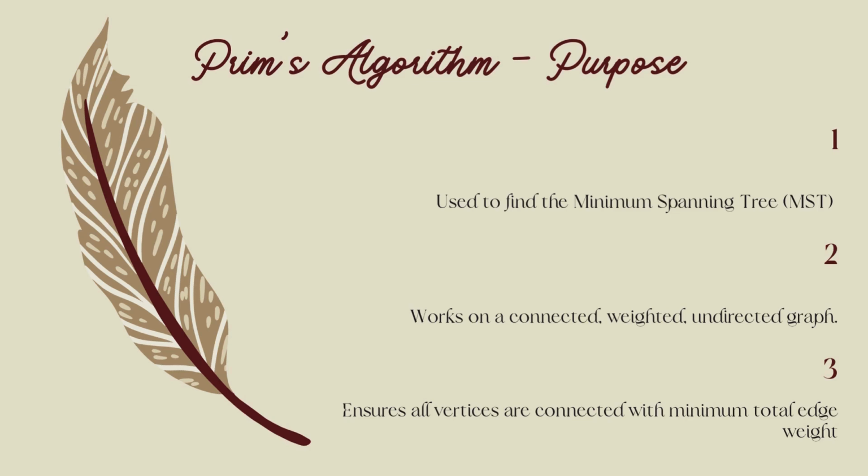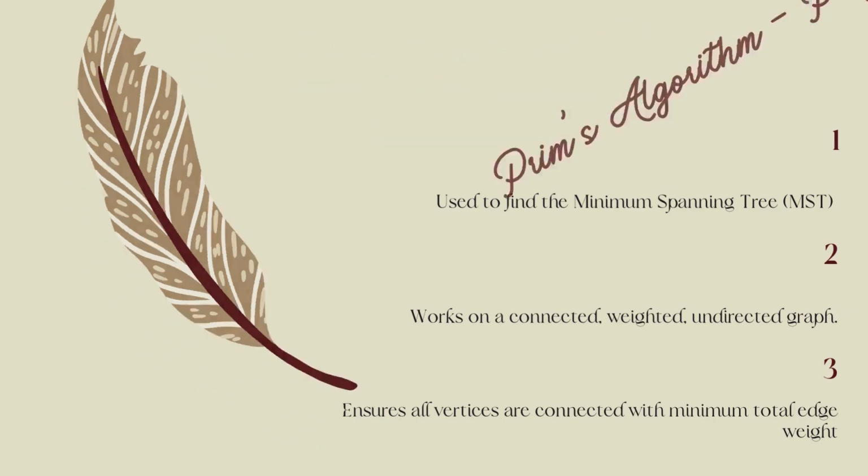Connected means every vertex can be reached. Weighted means each edge has a cost or value. And undirected means the edges have no direction. Finally, Prim's algorithm ensures that all vertices are connected with the minimum total edge weight. It does this by selecting the lowest cost edge at each step and avoiding cycles.